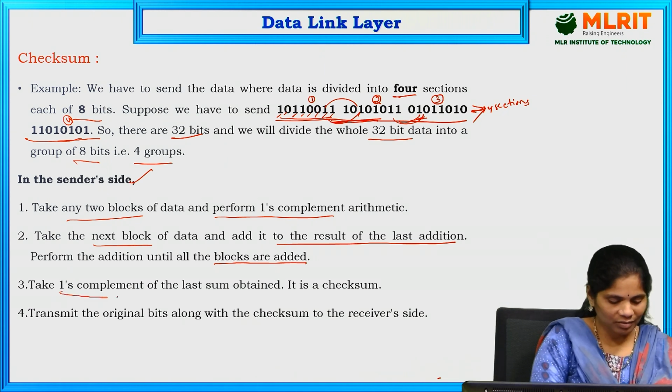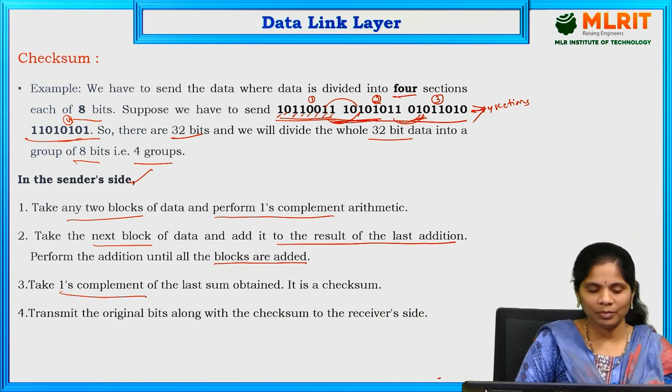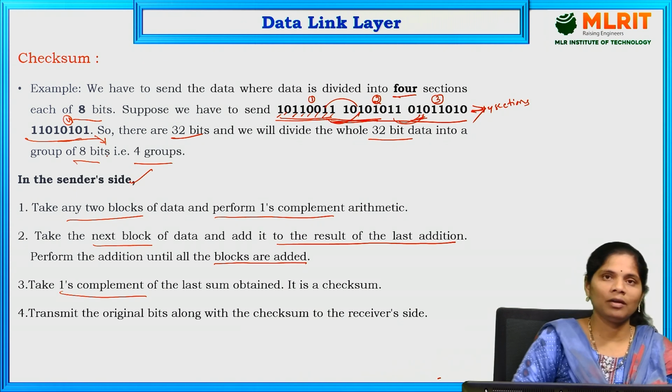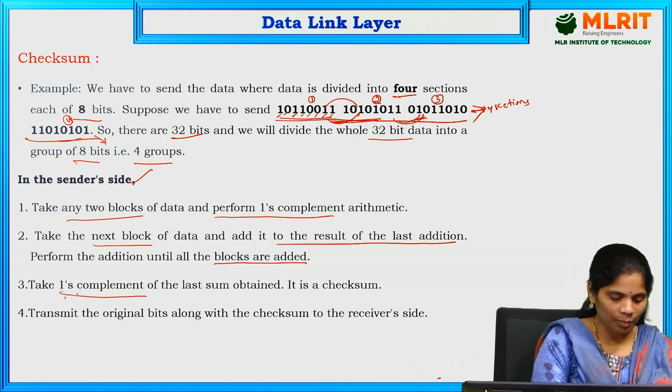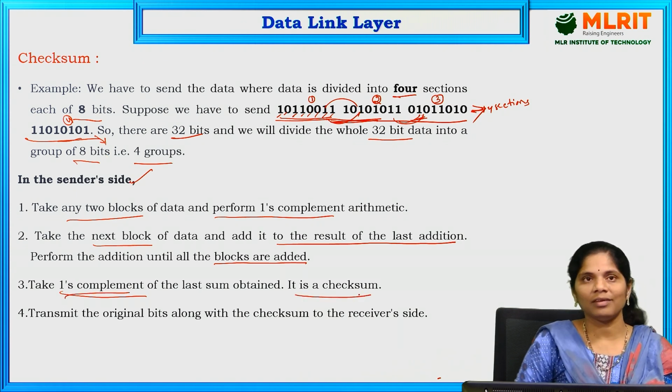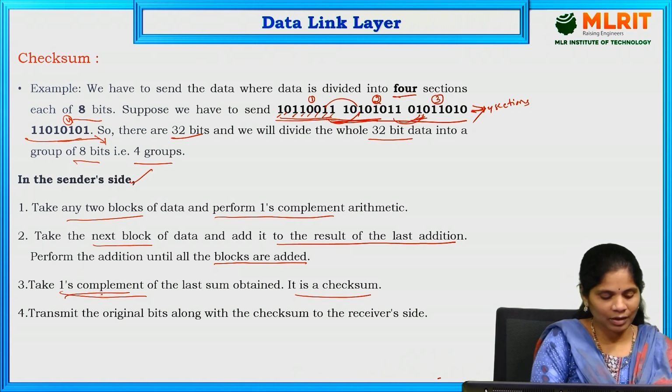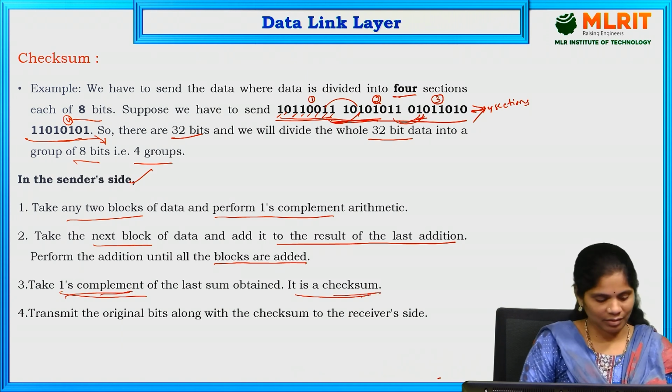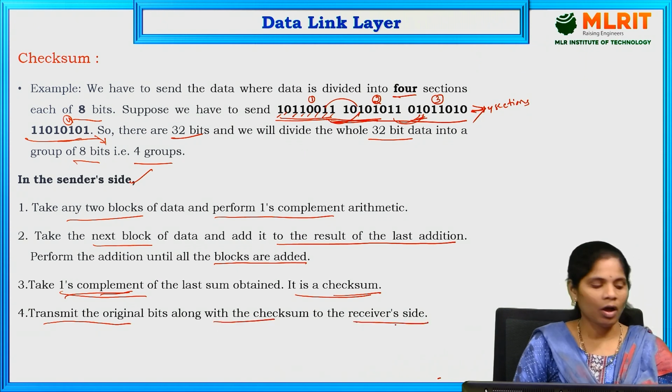Afterwards, take the ones complement of the last sum obtained. Whatever the last result is, we take its ones complement, and that is the checksum. Transmit the original bits along with the checksum to the receiver side. So how is it going to be sent?